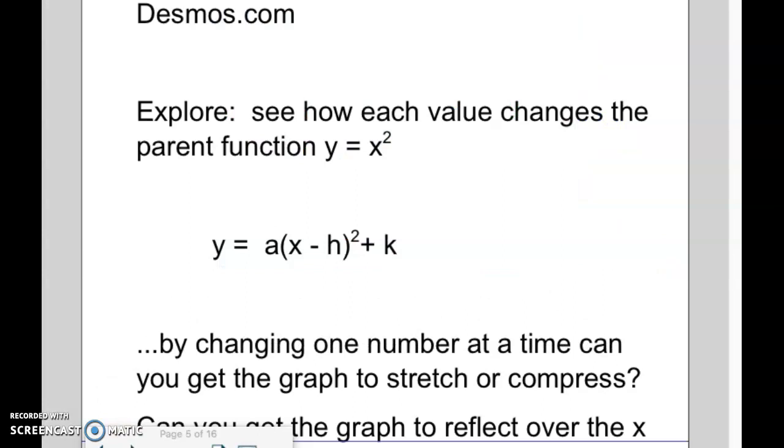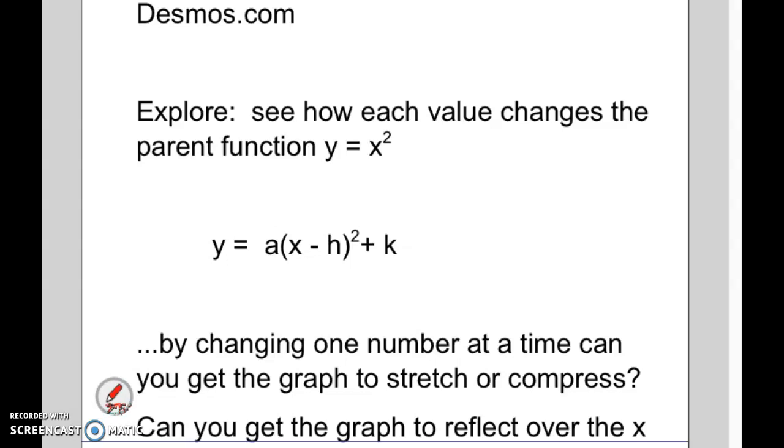So you can kind of go to Desmos and type in a few values and see if you can get it to flip around, see if you can get it to stretch, compress. All right, change the number up front and just see if you can figure out what it does. Okay, so take a moment, pause, do that.